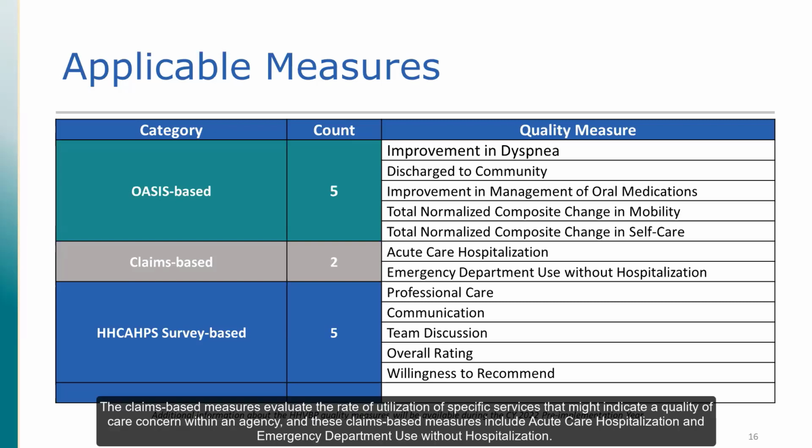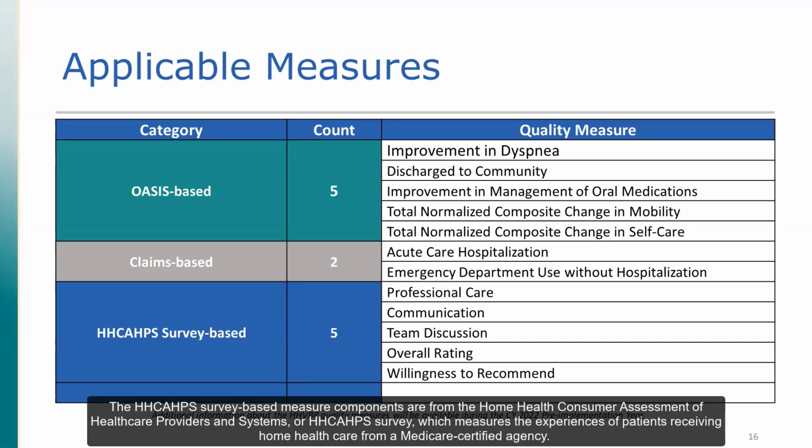The claims-based measures evaluate the rate of utilization of specific services that might indicate a quality of care concern within an agency. These claims-based measures include acute care hospitalization and emergency department use without hospitalization. The HHCAHPS survey-based measure components are from the Home Health Consumer Assessment of Healthcare Providers and Systems, or HHCAHPS survey, which measures the experiences of patients receiving home health care from a Medicare certified agency.